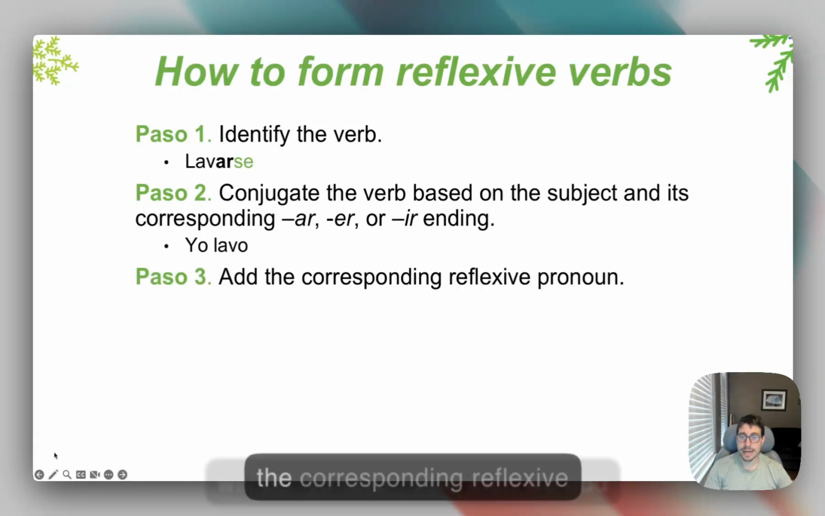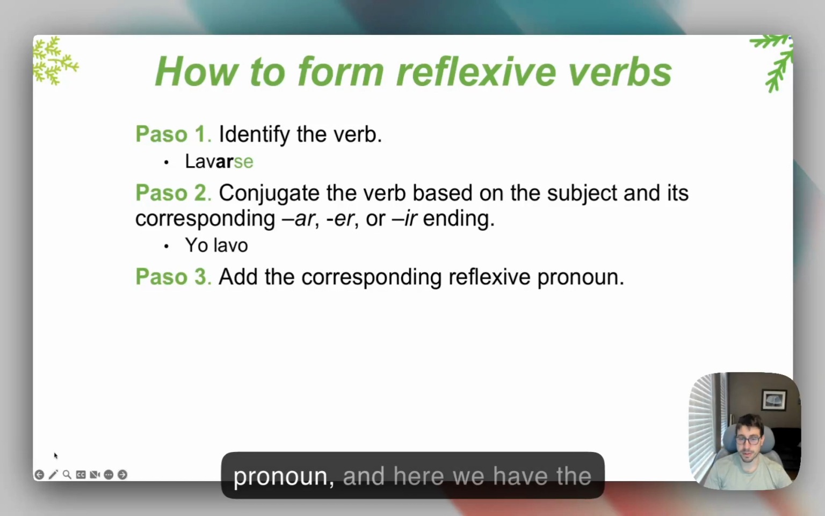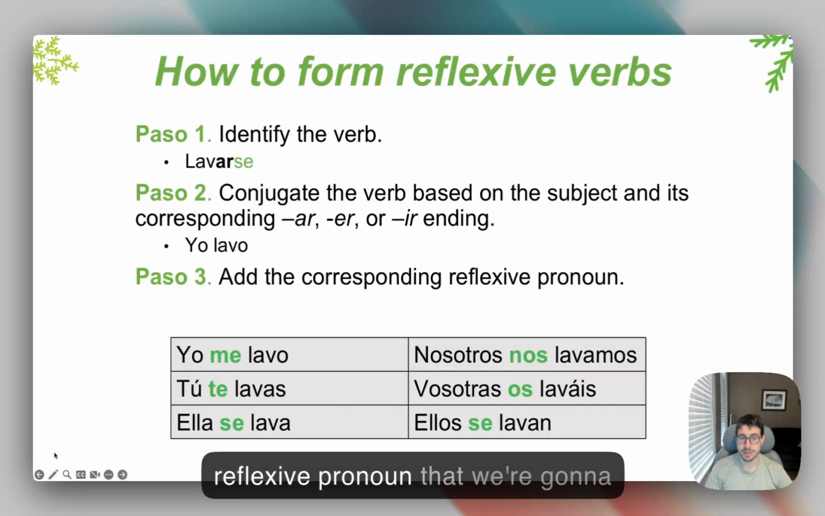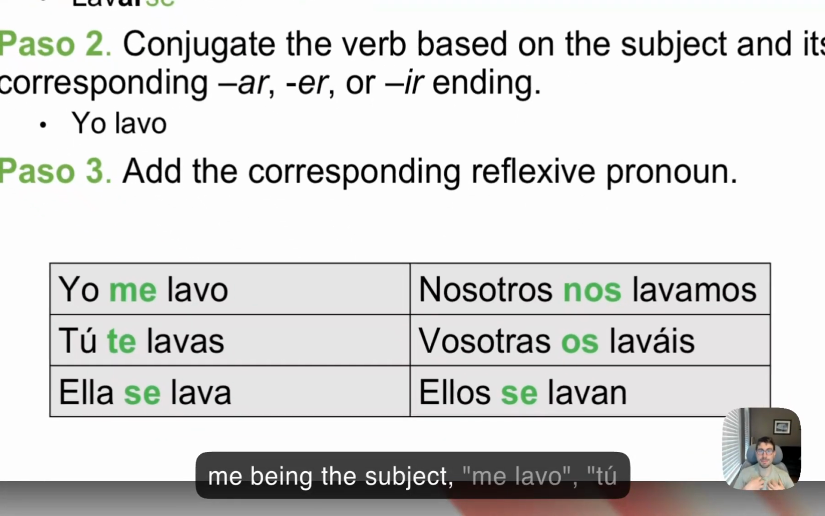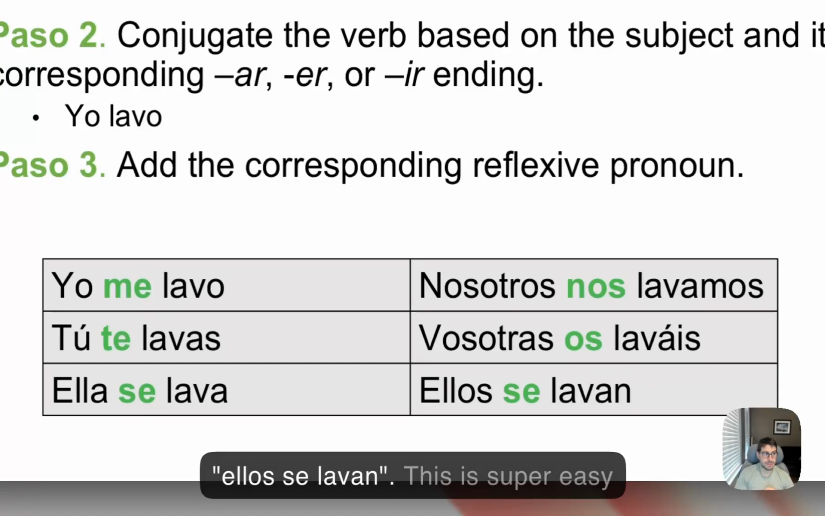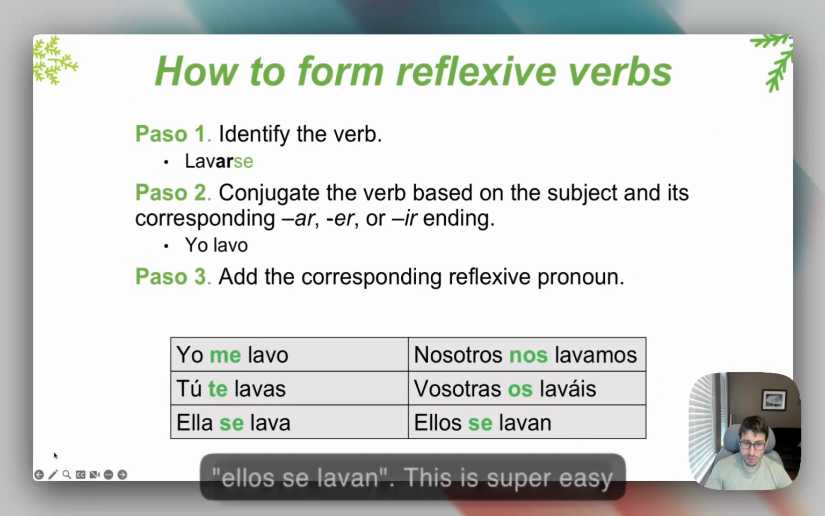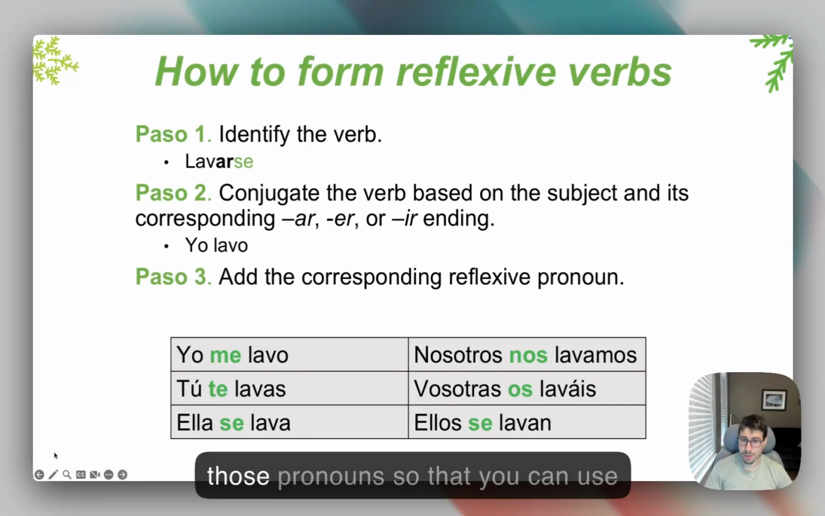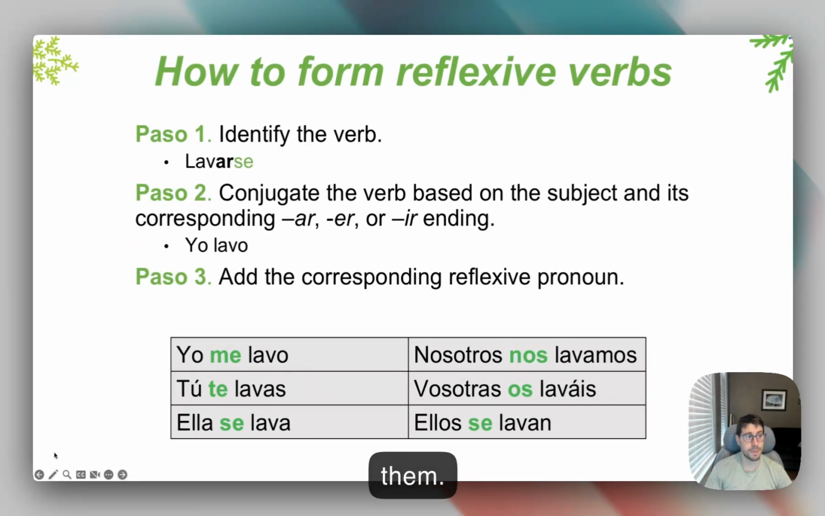And then we add the corresponding reflexive pronoun. And here we have the reflexive pronoun that we're going to use. If it's myself doing the action and me being the subject, me lavo. Tú te lavas, ella se lava, él se lava. Nosotros nos lavamos, vosotras os laváis, ellos se lavan. This is super easy, but you really need to remember those pronouns so that you can use them.